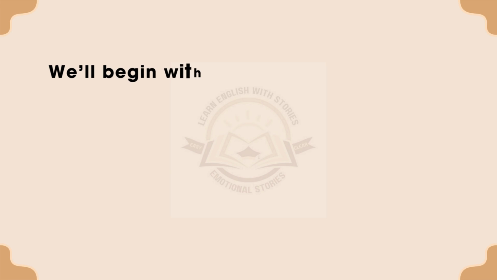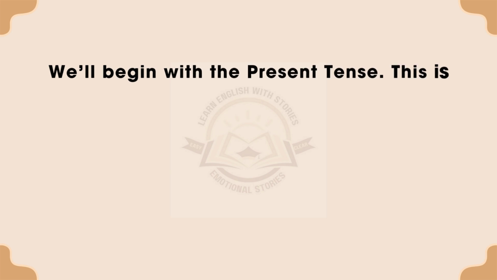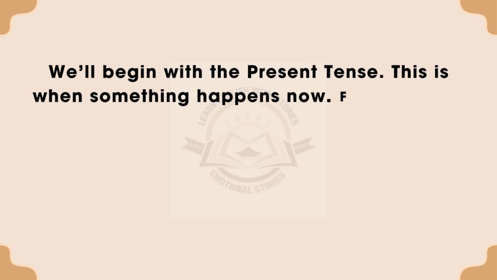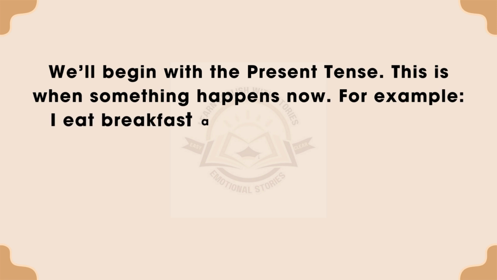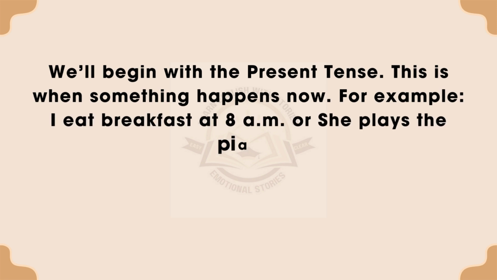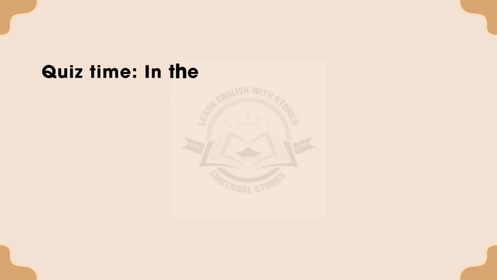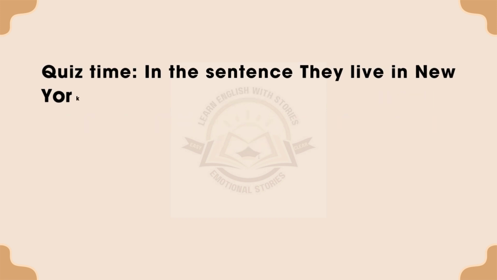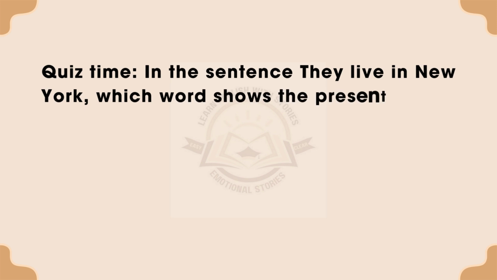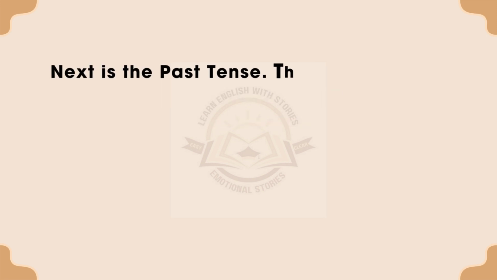We'll begin with the present tense. This is when something happens now. For example, I eat breakfast at 8 a.m. or she plays the piano. Quiz time. In the sentence, they live in New York, which word shows the present tense? Yes, it's live.